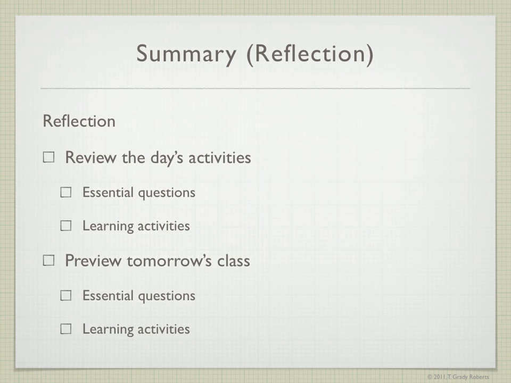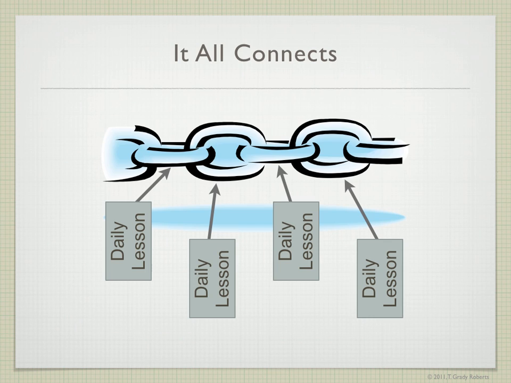So a reflection could include reviewing the day's activities, and this could be built around the essential questions and the learning activities. It will also include the preview of tomorrow's class. What are the essential questions for tomorrow, and what are the activities that we're going to do tomorrow? So it's important to remember that all your daily lessons connect, almost like the links in this chain, where each daily lesson is a link in the chain, and you notice that the links in the chain overlap each other slightly. And so as you build your daily lessons on top of each other, they should overlap just a touch to make the connections so that your learners can see the connections and how everything relates together.